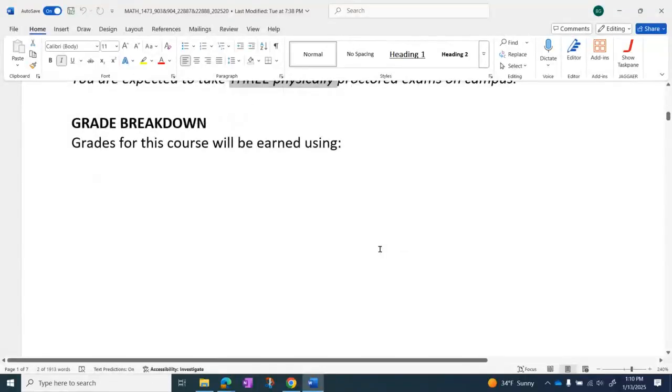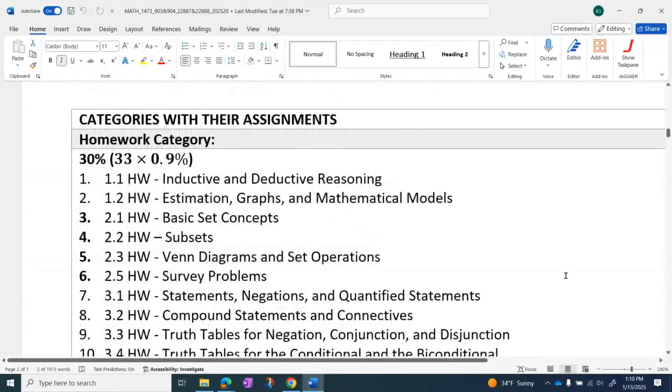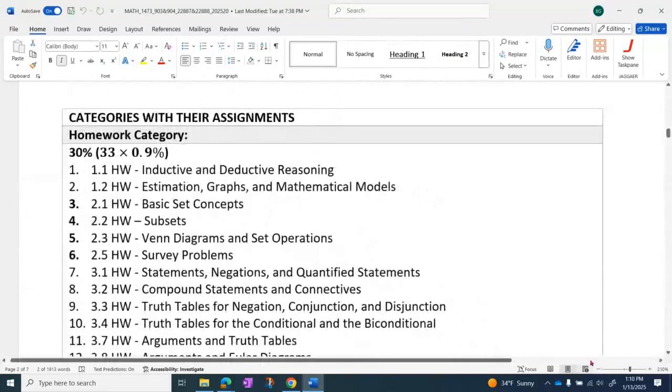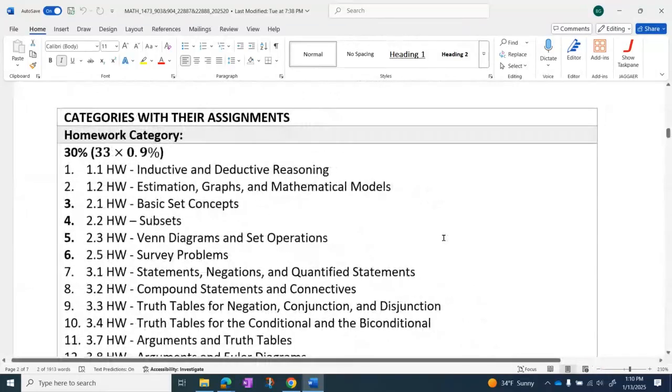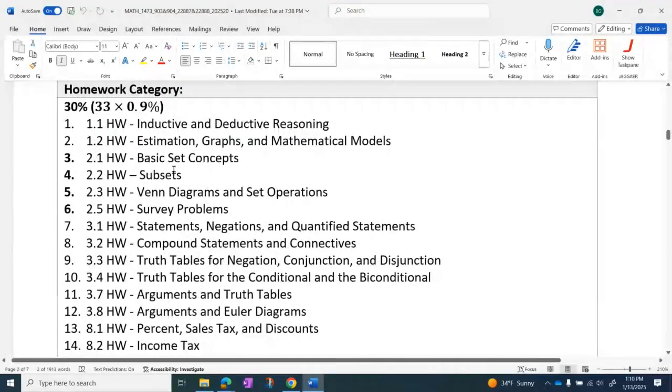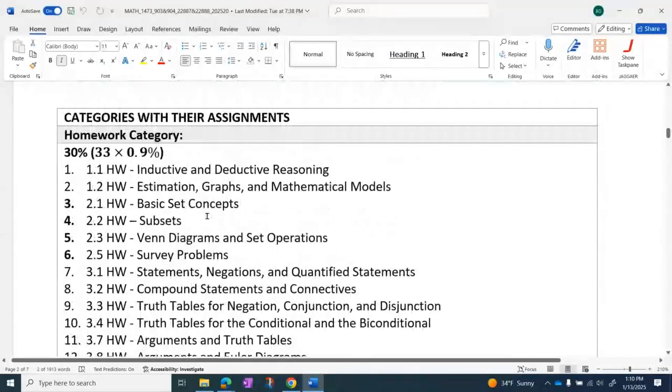And in the grade breakdown, we can see in this table, we have the following categories in your grade breakdown. The first category is the homework assignments. You will have 33 homework assignments. I have the 33 homework assignments listed right here. And each of them accounts for 0.9%, together 30%. All right, those 30% is completely in your hands.